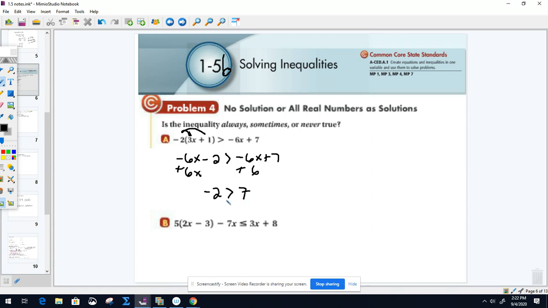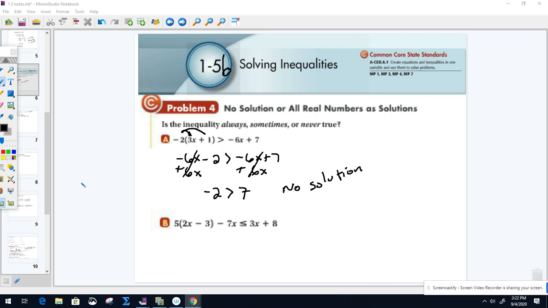Now, unlike the equations where you just have two numbers that aren't equal to each other, you actually have to read this. What does this say? This says negative 2 is greater than 7. We've got to ask ourselves, is negative 2 greater than 7? And the answer to that is no. If we have a false statement, that means that there is no solution for this problem. Okay, so we solved it. My variables canceled, and I'm left with negative 2 is greater than 7. That tells us that there is no solution to that problem.